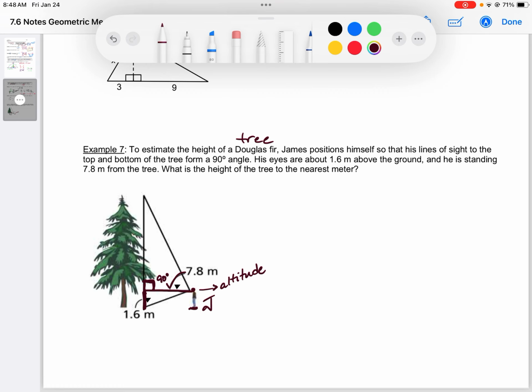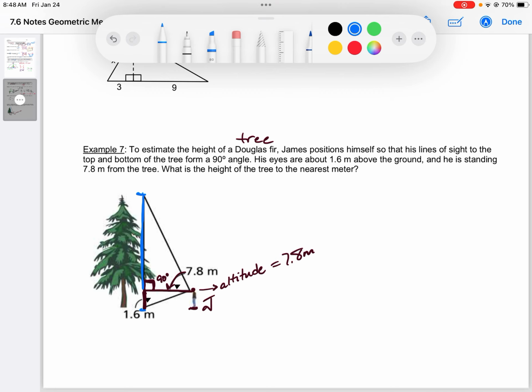And he's standing 7.8 meters from the tree. So that's the altitude. It's 7.8 meters. It wants to know, what is the height of the tree to the nearest meter? So what we need to do, just to break this down to you, we need to find this side, and then we need to add these two together because we want to know how tall the whole tree is.